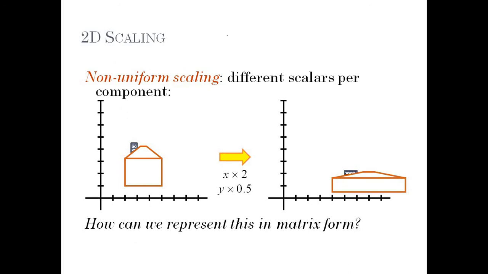Now let's move to non-uniform scaling. Here we have a different scalar. That means your scalars s of x and s of y should not be equal. This is your formula for non-uniform scaling. Your scalar on the x-axis is 2. Your scalar on the y-axis is 0.5.